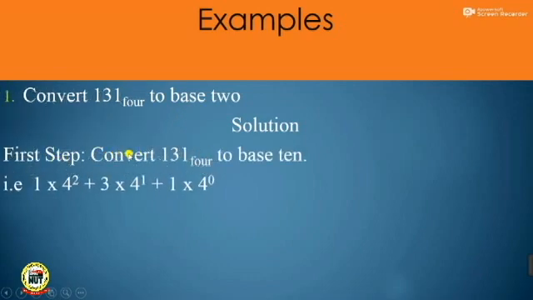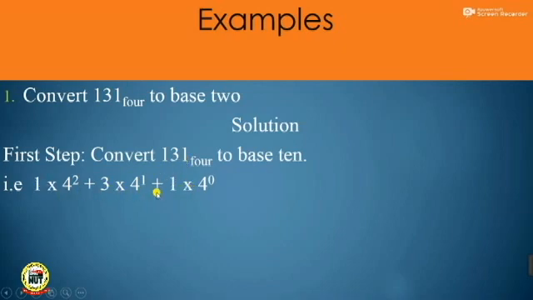Alright, remember we say first step, convert this to base 10. And to convert 131 to base 10, we express this as a multiple of powers of 4. So the first number here is what? 1. So you pick 1 and then multiply it by the base. 1 multiplied by the base plus the second number, which is what? 3 multiplied by the base. Then the third number, which is 1 multiplied by the base.